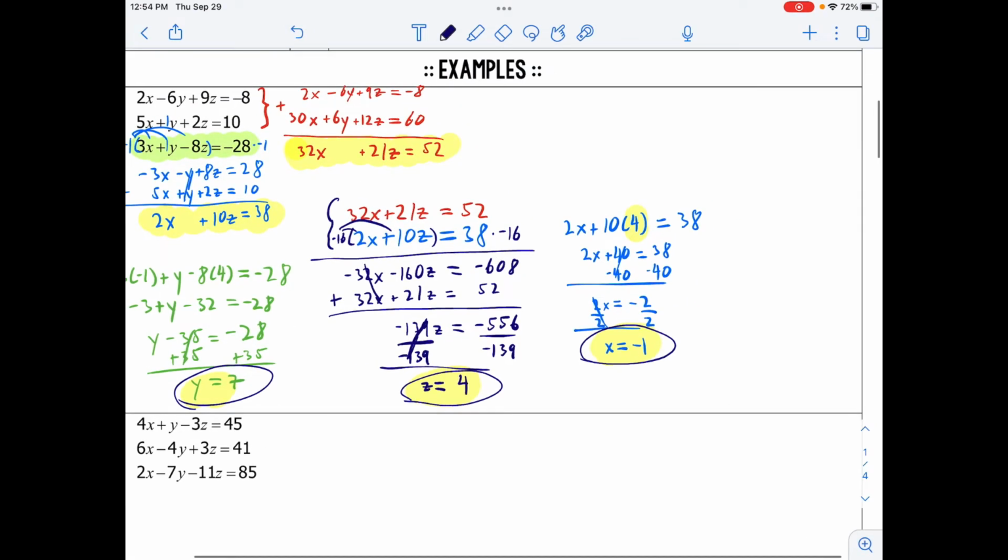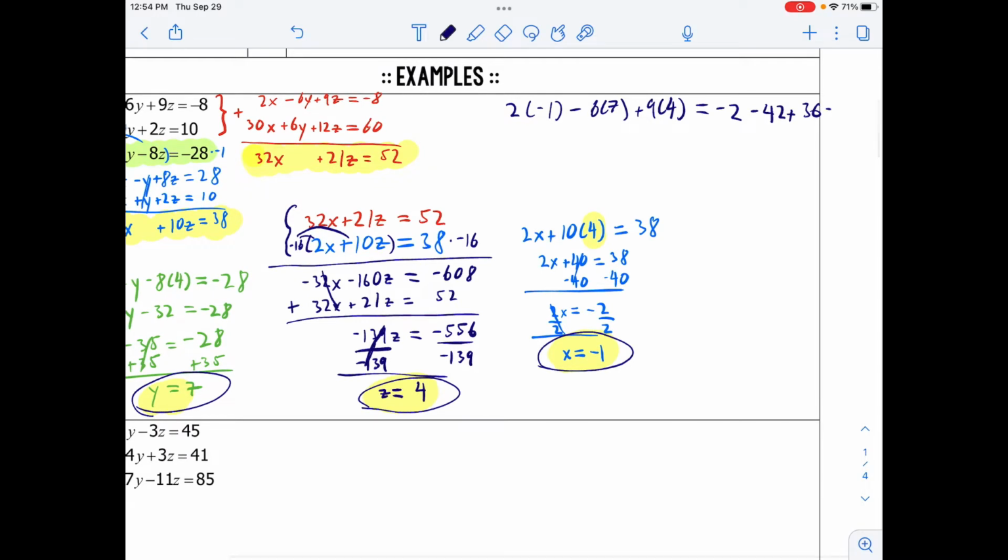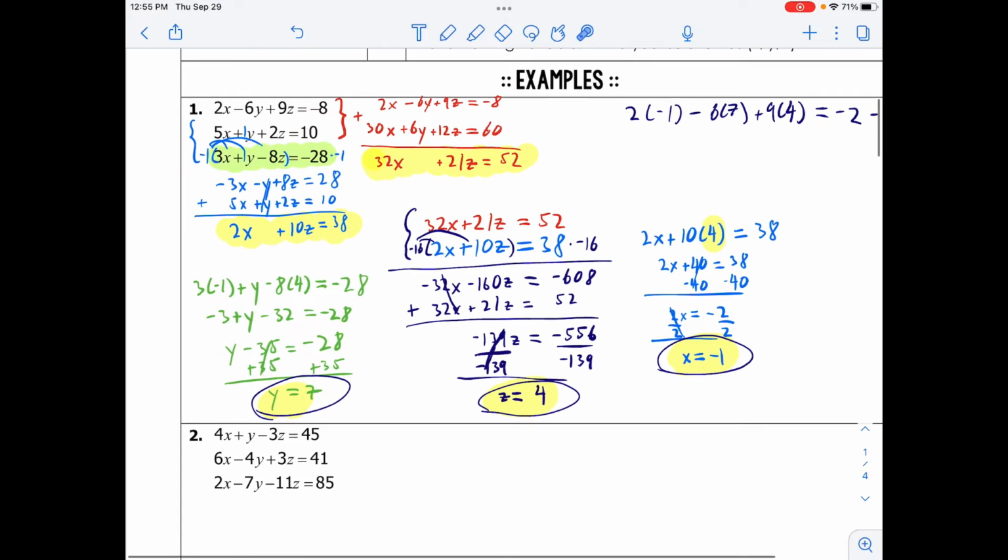to my original system. I get 2 times -1 minus 6 times 7 plus 9 times 4. Right, that's going to give me, I'm just going to plug that whole thing into my calculator. I get 2 times -1, that's -2, minus 42 plus 36. That equals -8 here, which checks out with my original equation here. Okay, so that works with the first equation.